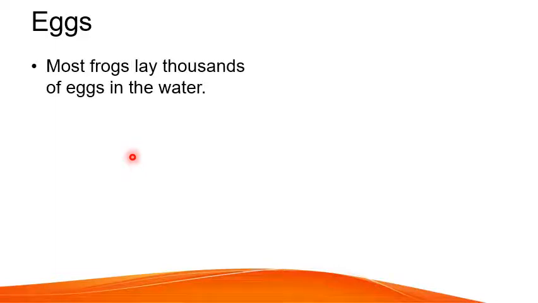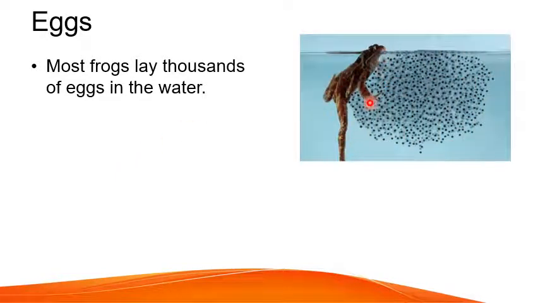So let's look at the eggs. Most frogs lay thousands of eggs in water. You can see this is a frog and these are the eggs. Sometimes it's hundreds, sometimes it's thousands. It doesn't necessarily have to be in water, that's why I said most. Some frogs lay them at the bottom of a leaf that's near water. Some of them actually carry the eggs around in their stomachs, but then when they lay, they release the tadpoles from their mouths. But most frogs usually lay the eggs in water.